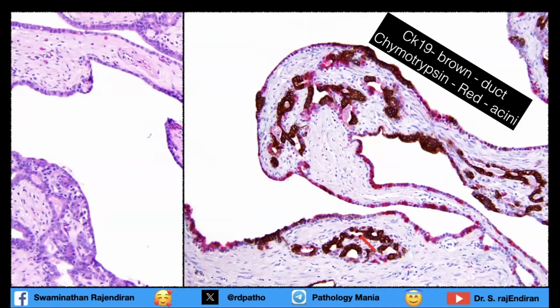If you are in question, you can do double immunohistochemistry. The ductal cells are brown and they are positive with CK19, whereas the chymotrypsin is red and they are staining the acinar type of cells. So the acinar cystic transformation, or cystic transformation of acini, shows both the ductal and acinar type of cells with a lot of cystic spaces that can be connected with the ductal system.